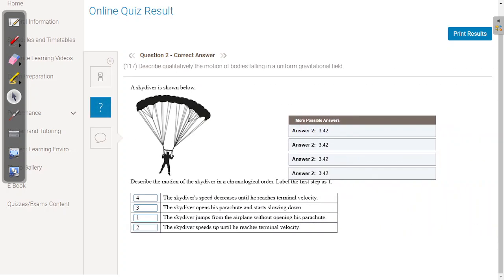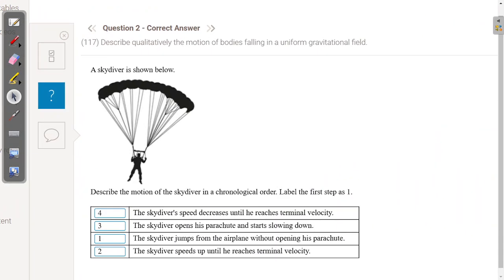Okay, this is memorization. So first, the skydiver jumps from the plane without opening his parachute. So he goes really fast until he reaches terminal velocity. Then he opens his parachute and he slows down until he reaches terminal velocity again.